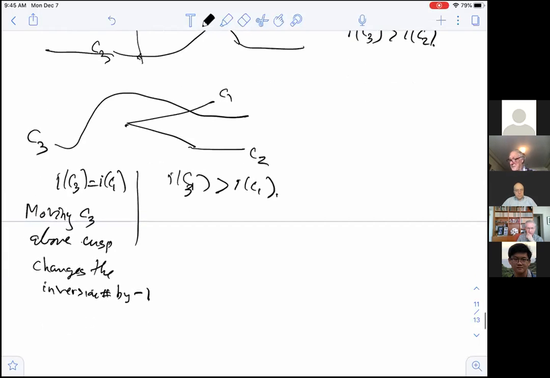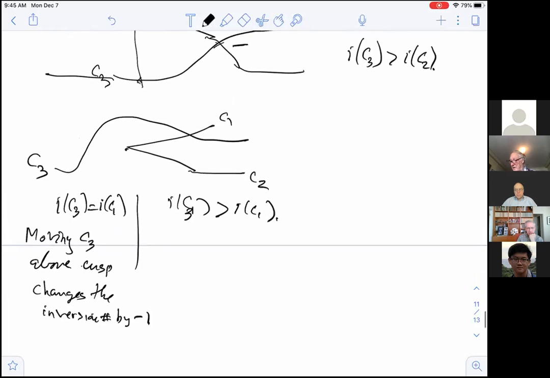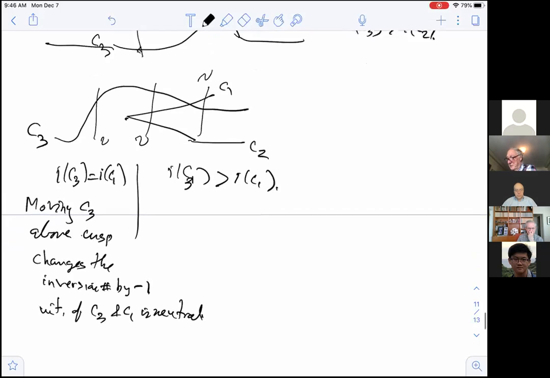Okay, so moving C3 above the cusp changes the inversion number by -1, and the interchange of C3 and C1 is neutral because they have the same index. So what's happened is the index here is now new. It's reduced by 1. So this is index new, this was index new, and this is index new. So you've deformed the path into F new.